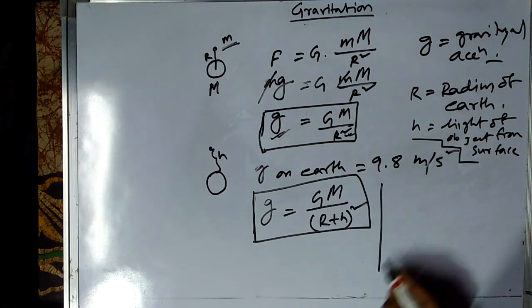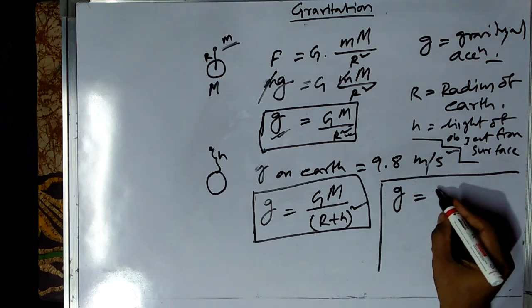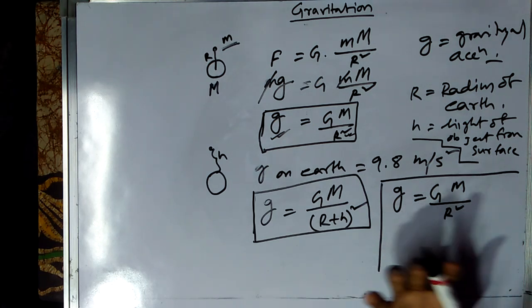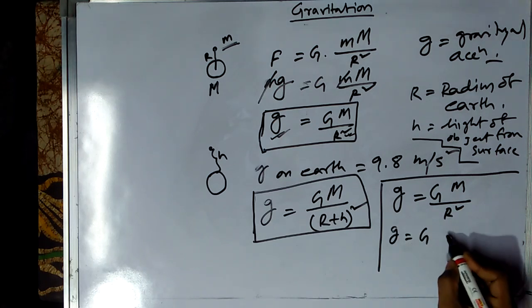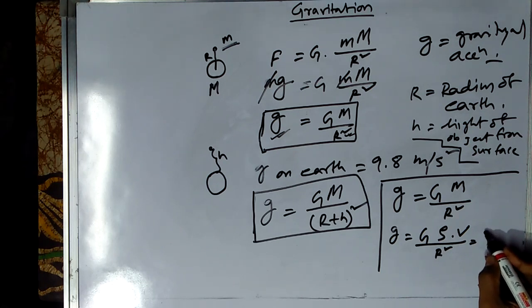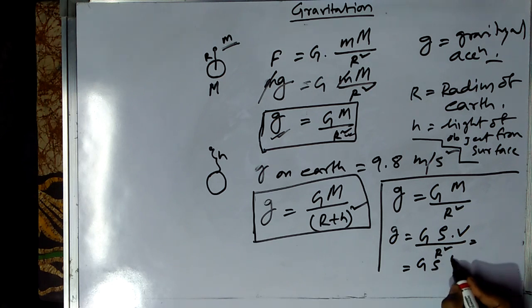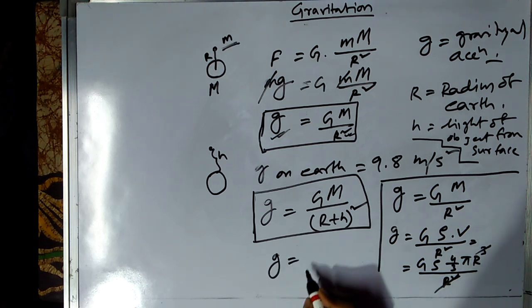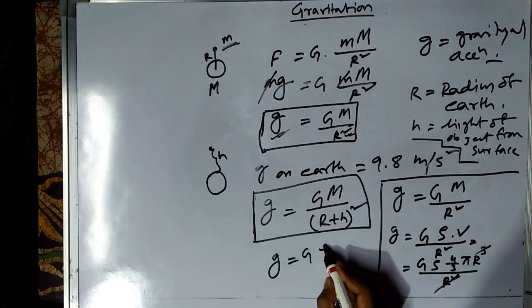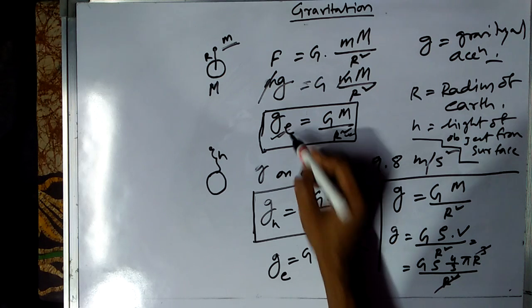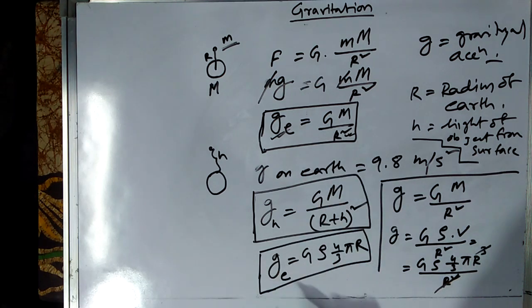Now you see, g is equal to G M by r square. What is M? M is the mass of the planet, and you know that mass is density into volume. So here you can write G rho, volume is 4 by 3 pi r cube, by r square. So this r square and r cube cancel, so we can write g is also equal to G rho 4 by 3 pi r. This is at Earth. This is at height h. So this is also another expression.